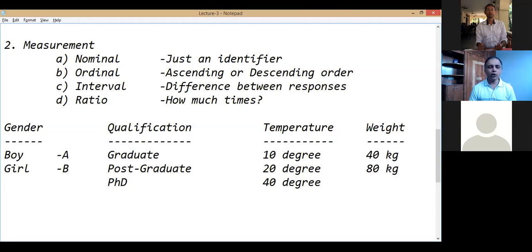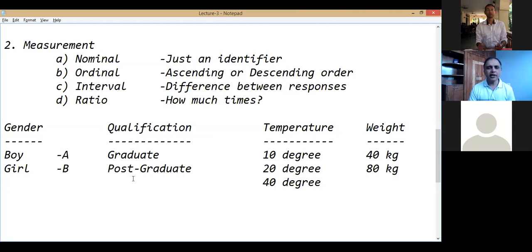So when there are two categories, two responses, and we can't draw any other conclusion other than that A is a boy, B is a girl, this will be called a nominal measurement. The meaning of nominal is only for namesake. It's just an identifier. A is identified as a boy, B as a girl, and we cannot do anything else.